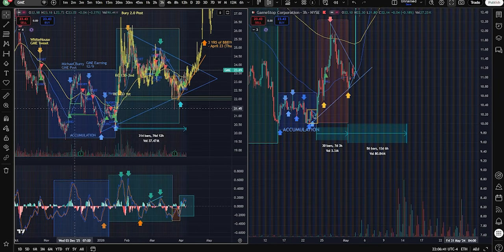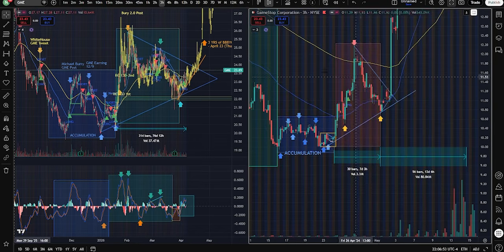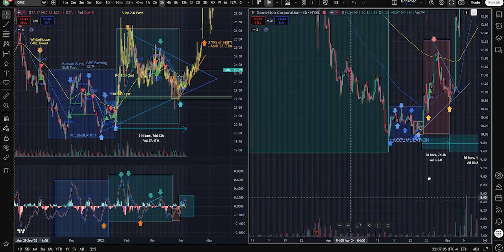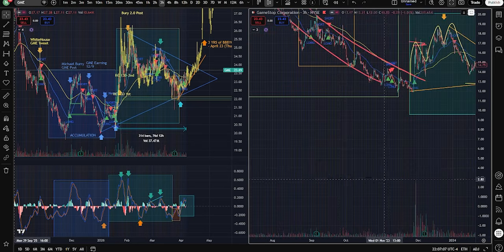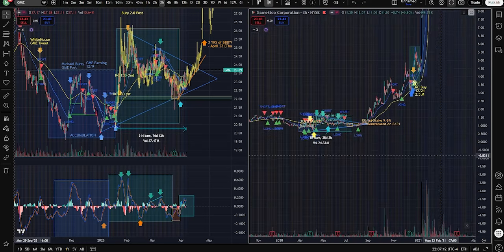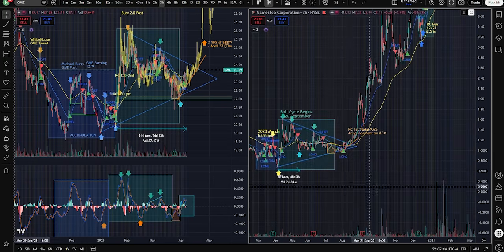The accumulation phase looks very similar, and the rally looks similar. But as they were doing this pullback phase, I found out that this pullback was completely different than this one. So I was wondering, what algo are they playing out here? I was comparing between the May run, the 2024 May run, or the 2020 bull cycle.